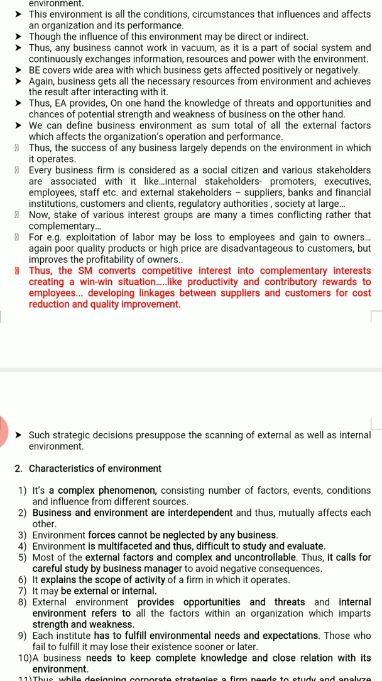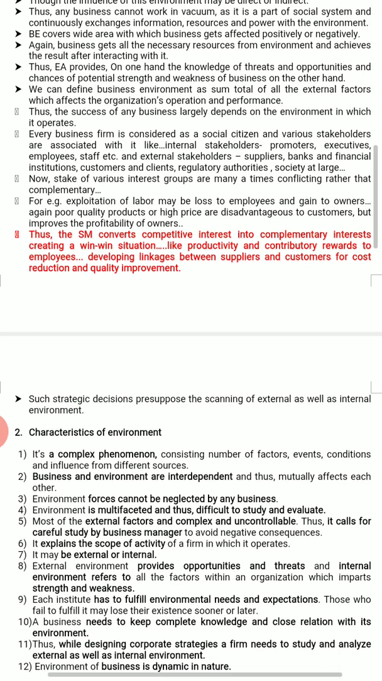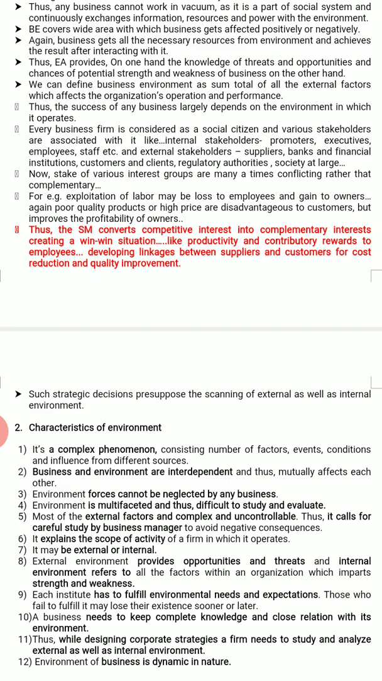Thus, every business firm is considered a social citizen and various stakeholders are associated with it. That means, if a business is undertaken, then various stakeholders and interest groups are interconnected. Internal stakeholders are all those within the organization, within the business. They may be the promoters, the executives, employees, staff. External stakeholders are all those people like suppliers, banks, financial institutes, customers, clients, regulatory authorities, and society at large. They are all considered to be the stakeholders of the company or business.